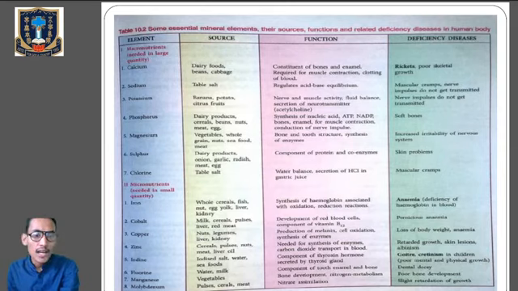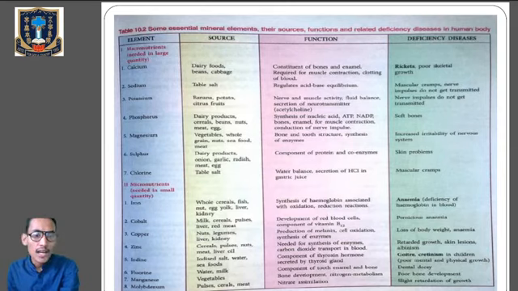Under macronutrients, we have calcium, sodium, potassium, phosphorus, magnesium, sulfur, and chlorine. Can you remember this one? Macronutrients are needed in large quantity. Micronutrients, which are needed in small quantity, are iron, cobalt, copper, zinc, iodine, fluorine, manganese, and molybdenum.